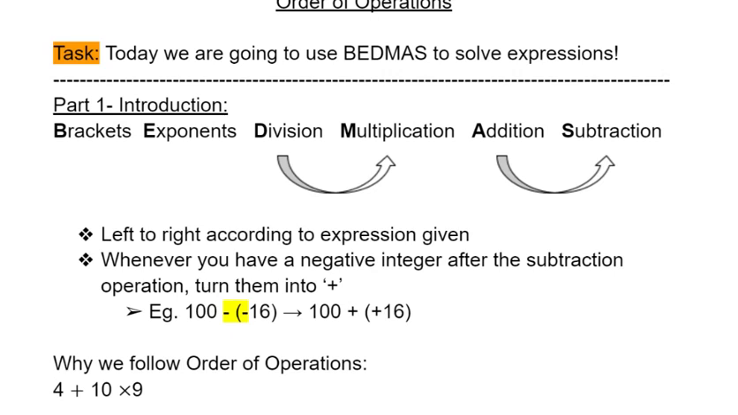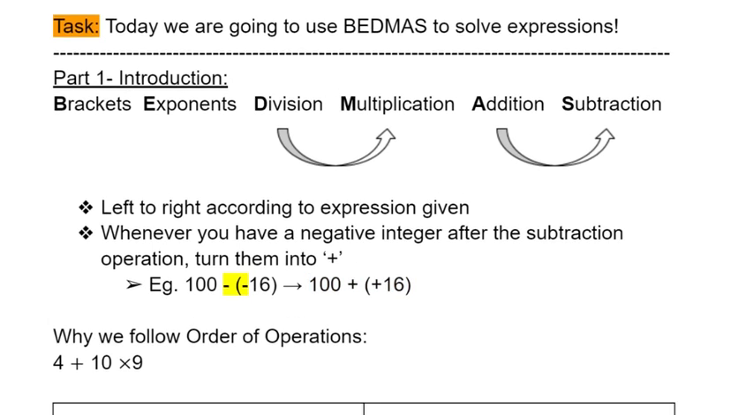But here for the introduction part, another thing I also want to note is whenever you have a negative integer after the subtraction operation, you turn them into a positive sign. So for example, 100 minus negative 16 would become 100 plus positive 16. And we talked about this in our last lesson for integers.